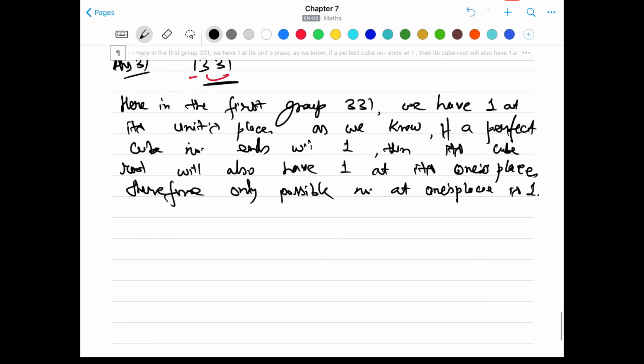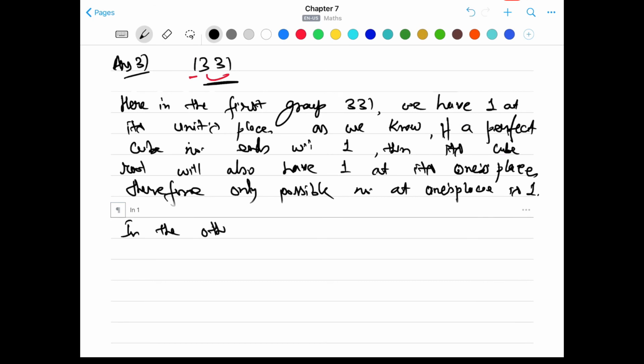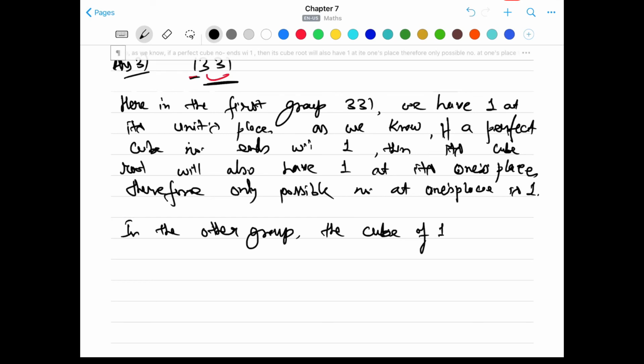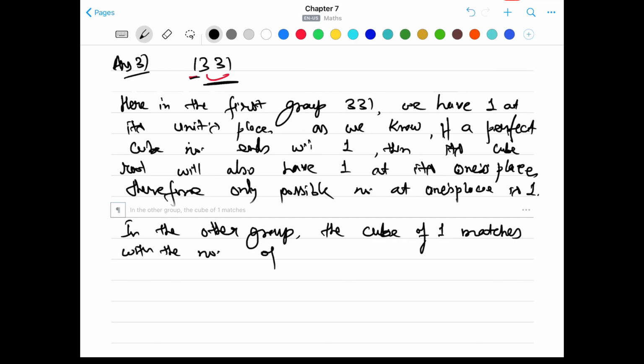Now we'll come to the second group. In the other group, we have 1, and 1 is the cube of 1. When you find the cube of 1, you will get 1. So we'll write: the cube of 1 matches with the number of the second group.